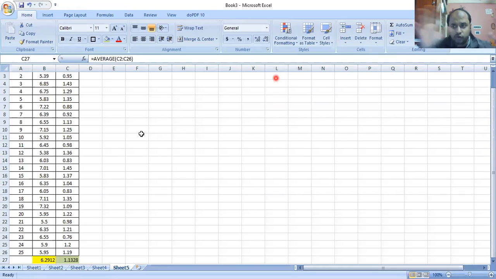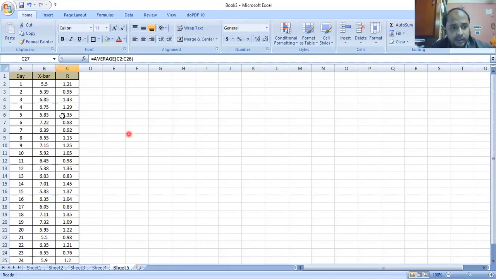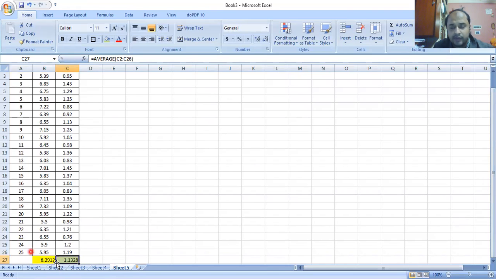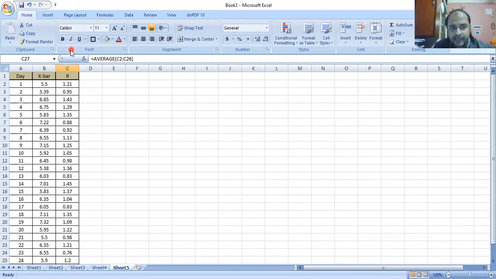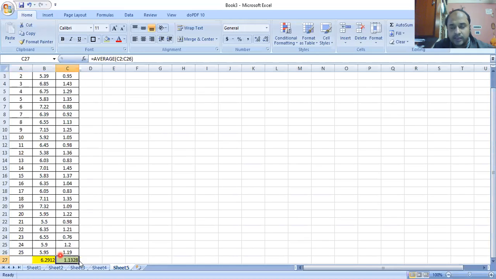Because there are so many values, 25 values, I could have asked you to do it by your calculator. But just to save time, because you're already late because of the previous class, I'm showing you that by using Excel, you can also calculate the arithmetic means. So the X bar chart's arithmetic mean is 6.2912. And the second chart, that is R, its arithmetic mean is 1.1328.